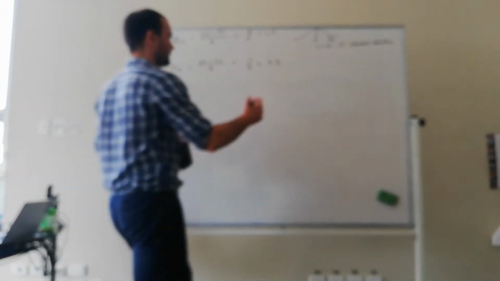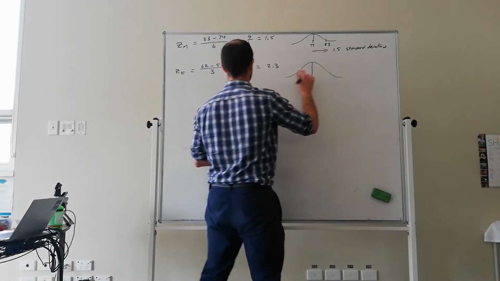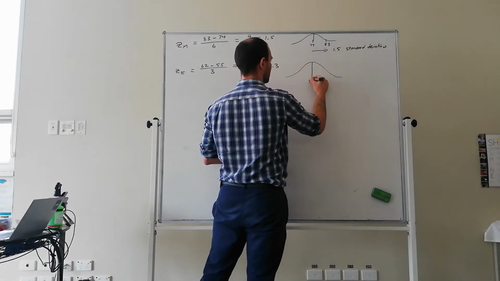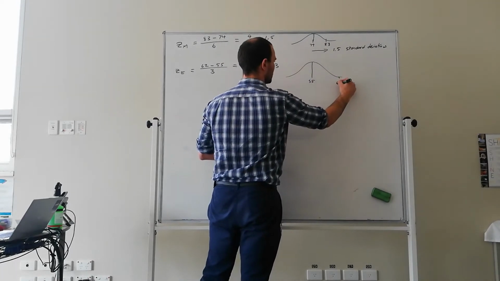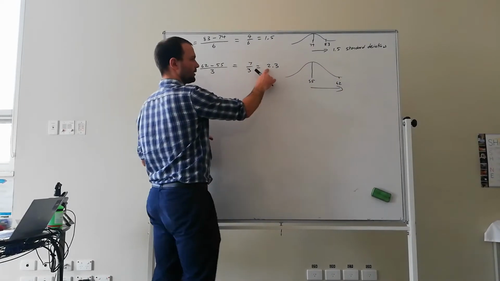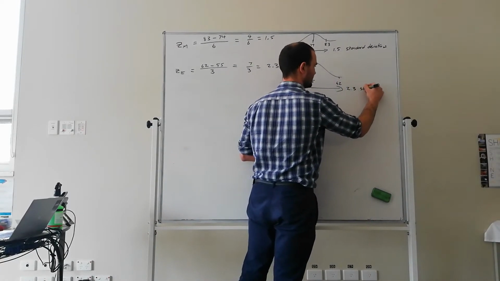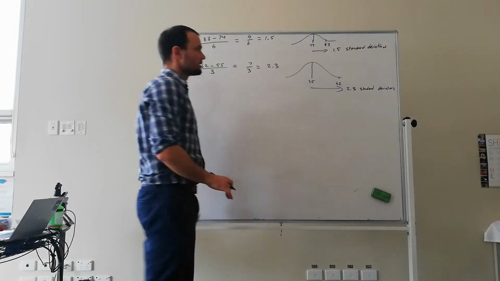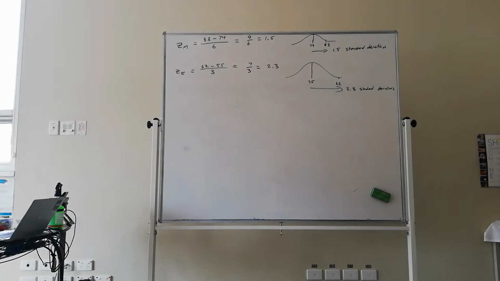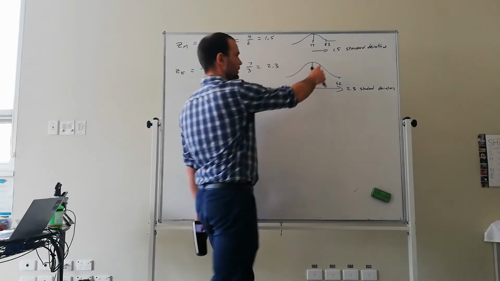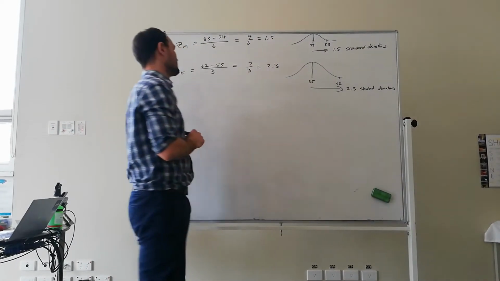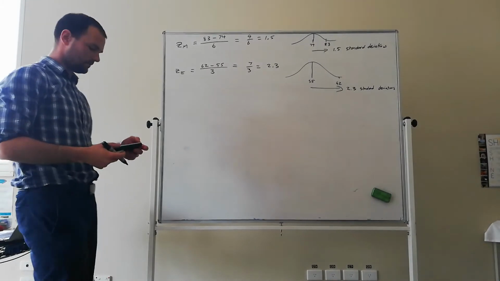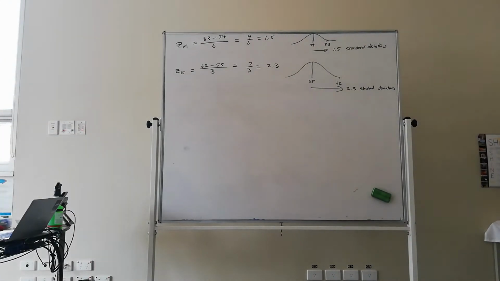If we look at his result for English, the mean was 55, and he got 62. And our z-score here was 2.3, which means his result is 2.3 standard deviations above the mean. So the question is, which result is better compared to the rest of the class? English, significantly better. In fact, it's a whole 0.8 standard deviations above his maths result. So he did relatively better in English. So that's how we use z-scores to compare different distributions.